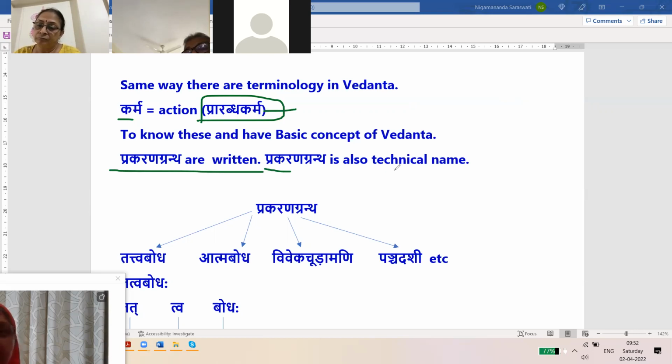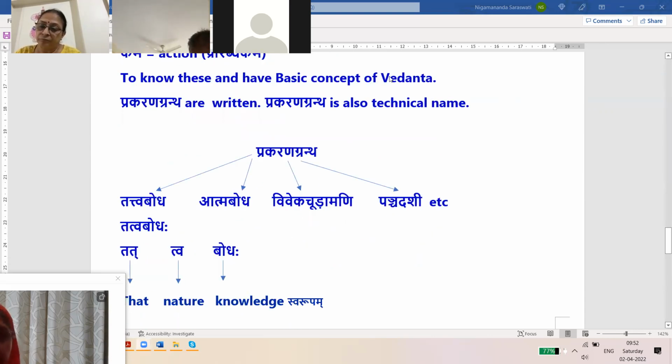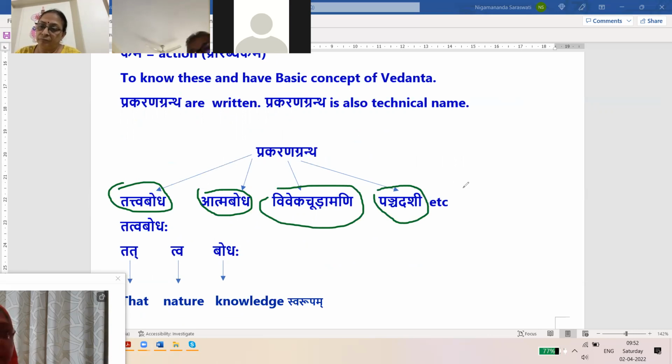And Prakarana Grantha is also a technical name. Prakarana Granthas are many, so I have put some here. Tattvabodha is also a Prakarana Grantha, Atma Bodha is also, Viveka Chudamani is also, Panchadashi is also. There are many; I have mentioned only 4. These are short ones, Atma Bodha and Tattvabodha being shorter. These are longer. Panchadashi is 15 books in total. But in the sense, Prakarana Grantha unfolds the wisdom of Vedanta.